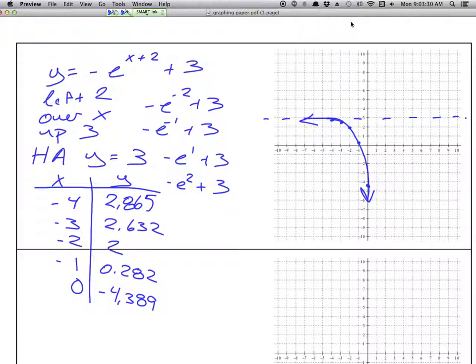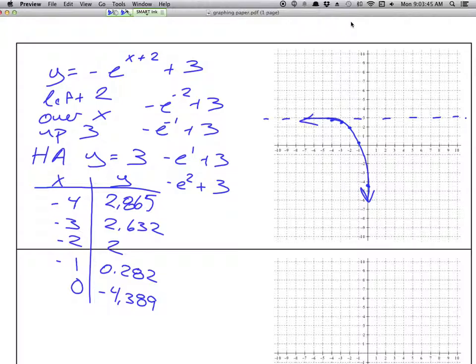And again, like we said earlier, we want to make sure my shifts worked. Does it look like I went to the left? Did I flip over the x? And did I go up 3? Yes. So all my shifts work, so that means more than likely I graphed it correctly.